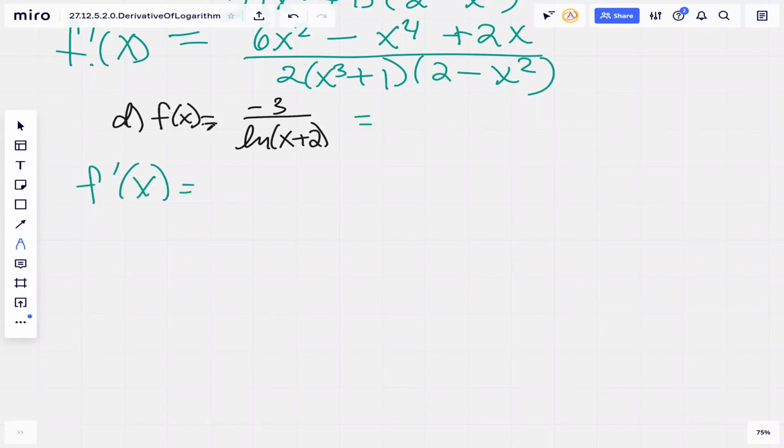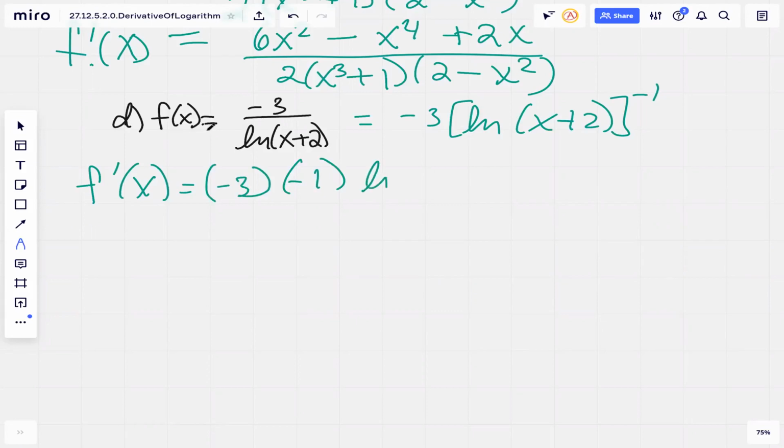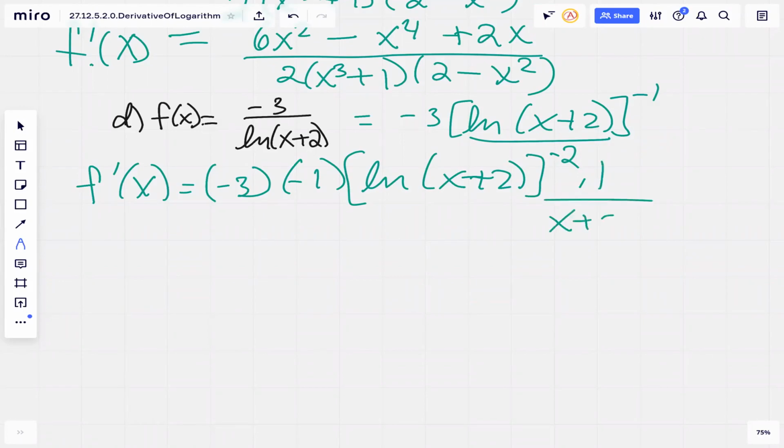Well, now let's see if we can clean up the f of x. So f of x is negative 3 times (ln of (x plus 2)) all raised to the power negative 1. I think that might be easier. Let's give that a try. So now f prime equals negative 3 times negative 1 times (ln of (x plus 2)) raised to the power negative 2 times the derivative of what's in the brackets. So 1 over (x plus 2) times the derivative of x plus 2, which is 1.